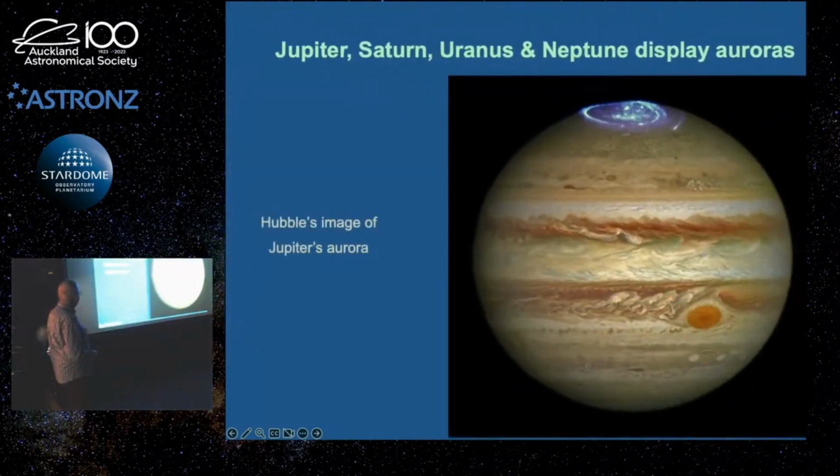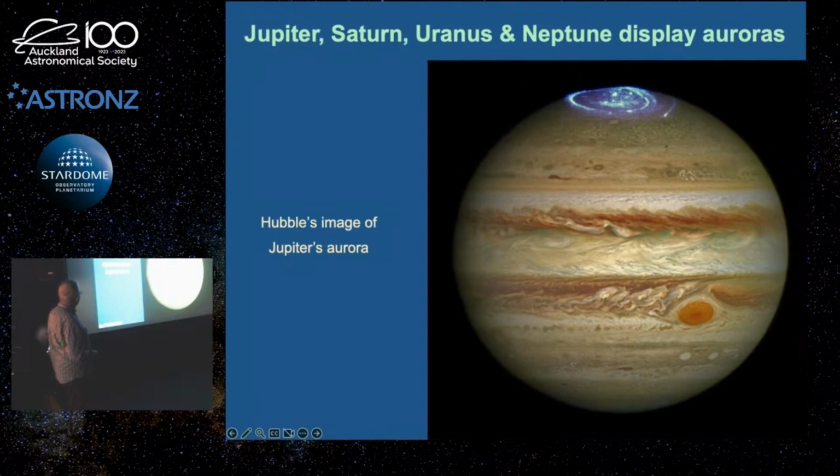The other one: do other planets have aurora? Absolutely. All the two gas giants and the two ice giants further out, so Jupiter, Saturn, Uranus and Neptune, they all have magnetospheres. So absolutely, they all get solar wind that goes out that far. These coronal mass ejections can go out that far. Absolutely. So here's a lovely image from the Hubble telescope of Jupiter's aurora. It's North Pole.